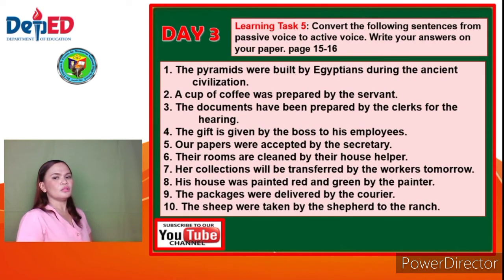Day 3. Learning task 5. Convert the following sentences from passive voice to active voice. Write your answers on your paper. 1. The pyramids were built by Egyptians during the ancient civilization. 2. A cup of coffee was prepared by the servant. 3. The documents have been prepared by the clerks for the hearing. 4. The gift is given by the boss to his employees.